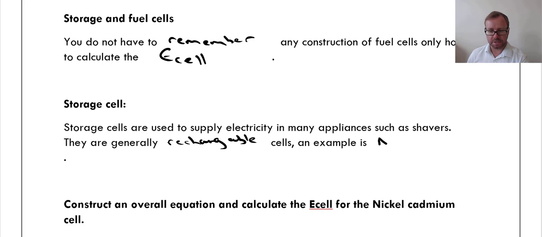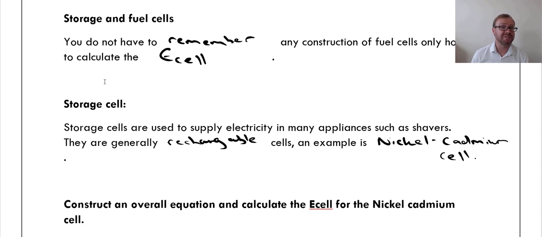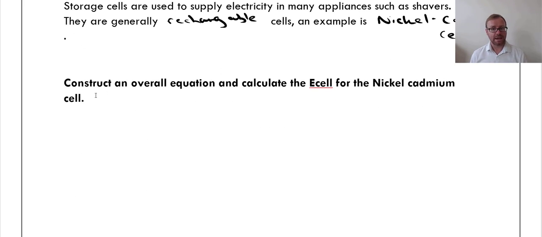An example is the nickel cadmium cell. I haven't given you a diagram because you don't need to know what's happening. However, I would like you to have a go at trying to construct the overall equation and calculate the E cell for the nickel cadmium cell. Remember it's got to be positive. So I will just write down the two equations and then it's over to you.